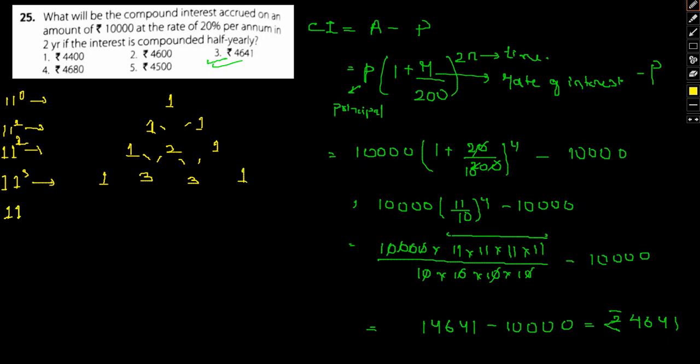Similarly, 11 to the power 4, if we write, we'll add 1, 1 plus 3 is 4, 3 plus 3 is 6, 3 plus 1 is 4, and another 1 here. Okay, so you can see how we got this. Similarly, 11 to the power 5 can be written as 1, 4, and 1, 5.